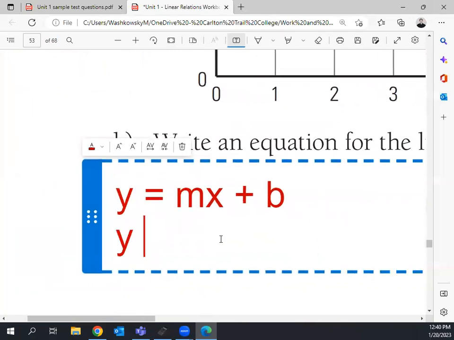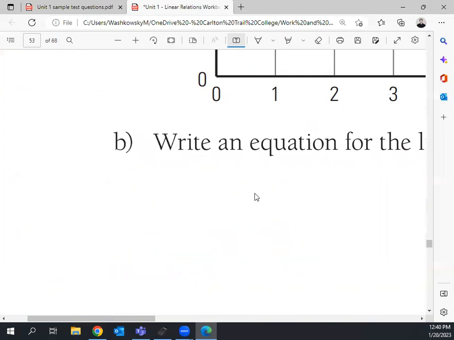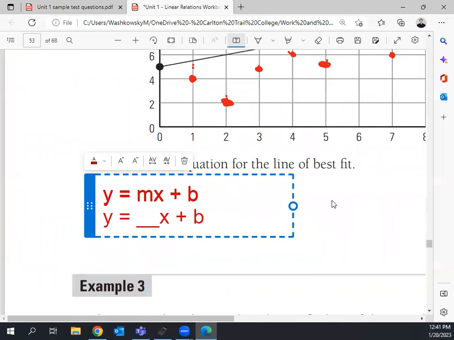So I know slope is my M, right? So that's what I'm gonna try and figure out. So I need to figure out something to put in place of M. And then what's my Y-intercept? Is it X or is it B? B. It's gonna be B. So I need to try and find what my M is, what my slope is, and then what my Y-intercept is. I just fill in the blanks and I have myself my equation.